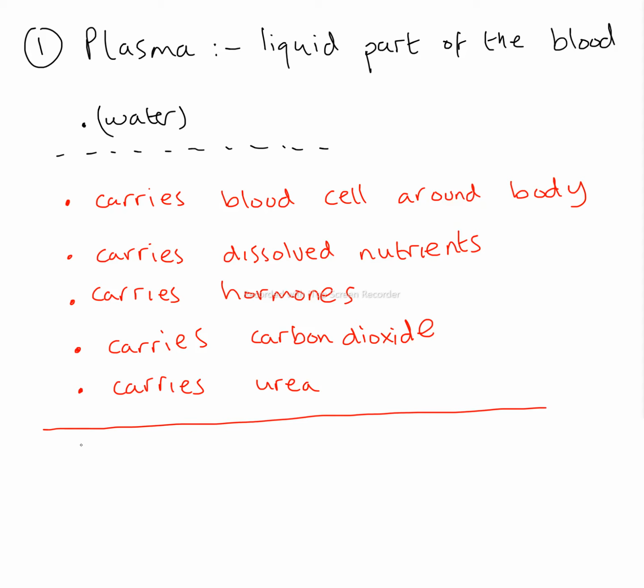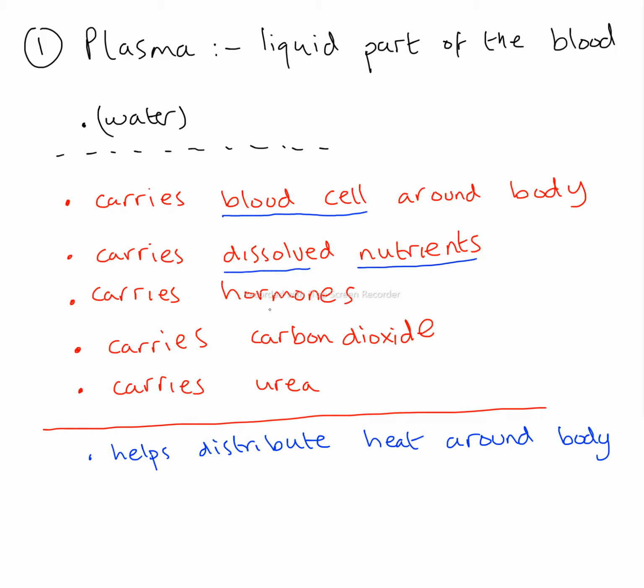And what it also does, it helps distribute heat around the body. So these are the important things. So let's quickly go over. Plasma is the liquid part of the blood, mainly consisting of water. It carries around the blood cells, dissolved nutrients that your body needs, any hormones that your body produces and needs.